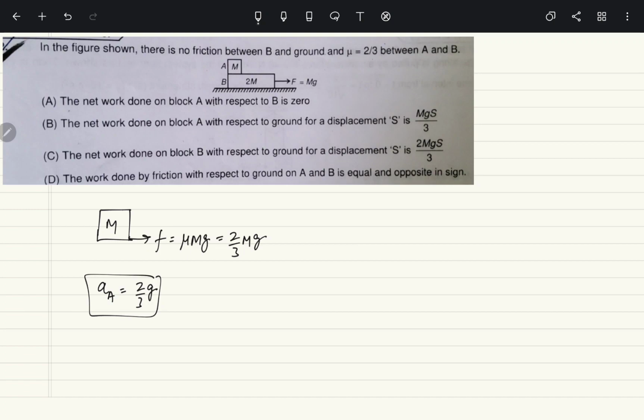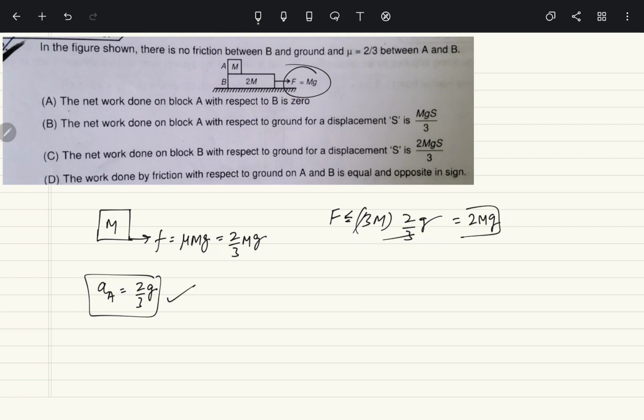Here we'll assume that both the blocks are moving together just to find the maximum value of the force. If they are moving together, the mass is 3m, and the maximum acceleration with which they can move together is 2 by 3 g, which is coming as 2 mg. So up to this force, that is the maximum force basically.